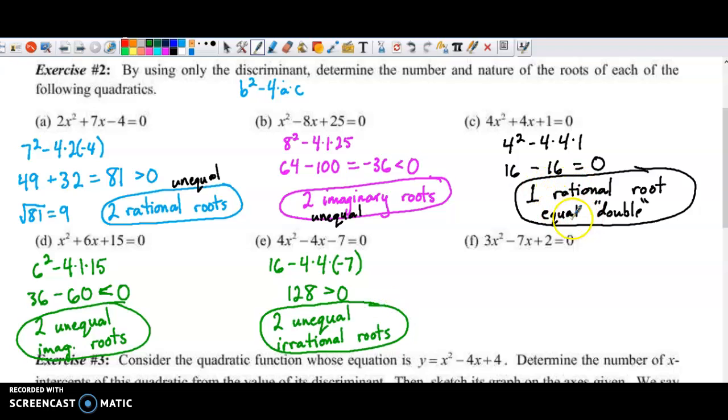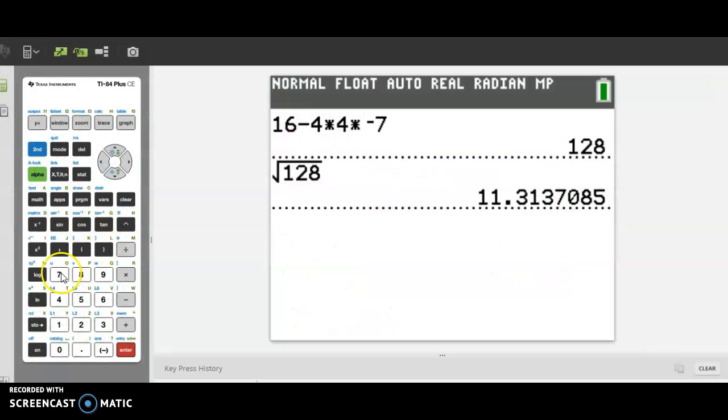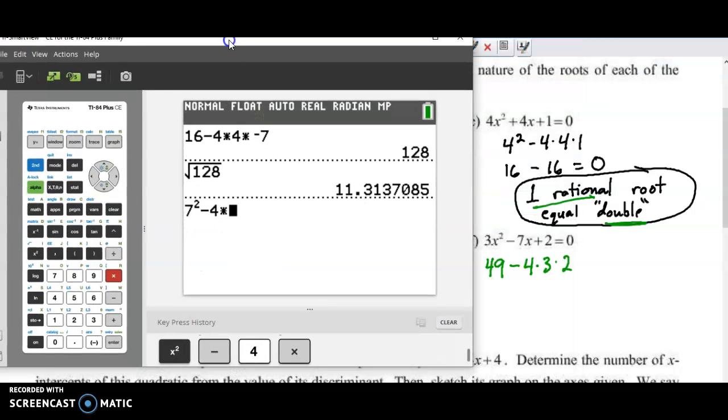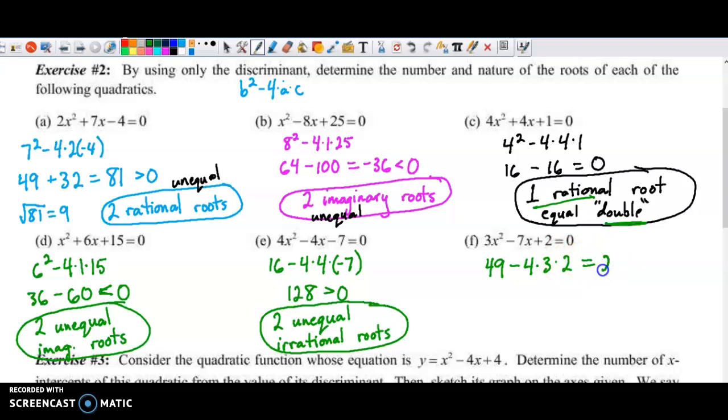Just so you know, the only time you get equal rational roots is when it's one rational. It's a double root. Let's see if that happens on the next one. Again, it's going to be positive 49 minus 4 times 3 times 2. So if you don't trust yourself with a calculator, feel free to use it. 7 squared minus 4 times 3 times 2 gets you 25. Okay, well, I know the square root of 25. So yeah, it's greater than 0, but since the square root of 25 is 5, then we have two unequal, but they are rational roots.